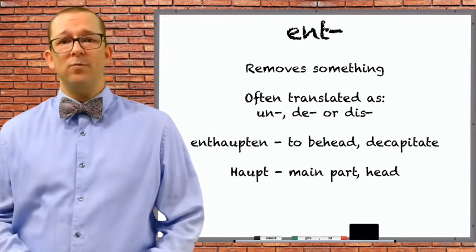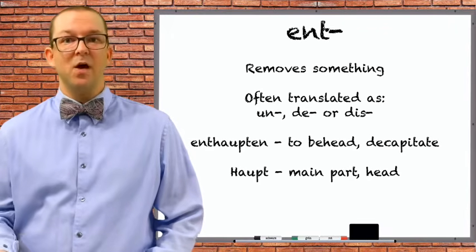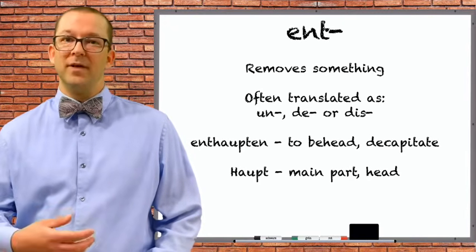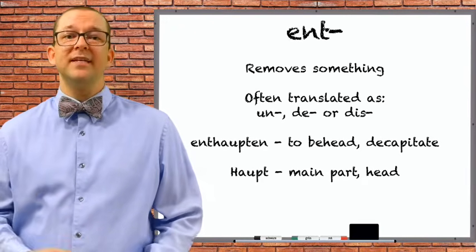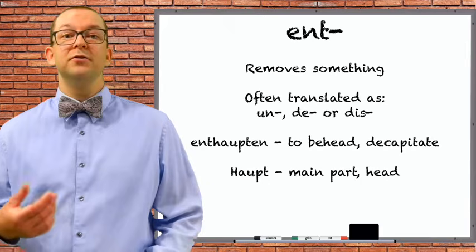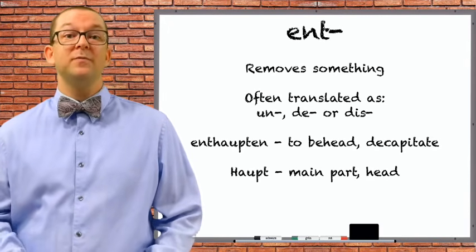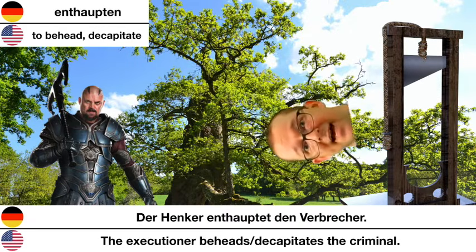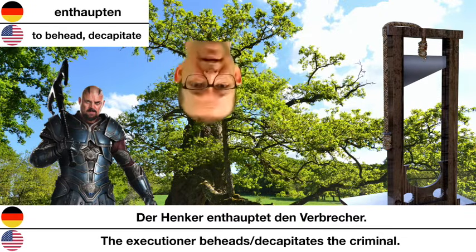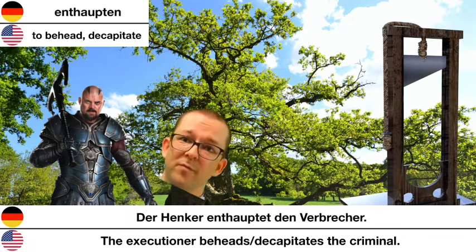The verb enthaupten means to behead. There is the option to translate it as decapitate, which would mean that it follows one of the aforementioned prefixes in English. There is no verb haupten, but there is the noun Haupt, which refers to the main part of something. In this case, we have ent in front, which means that it literally is to remove the main part. Der Henker enthauptet den Verbrecher. The executioner beheads or decapitates the criminal.